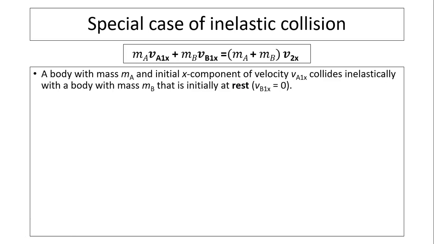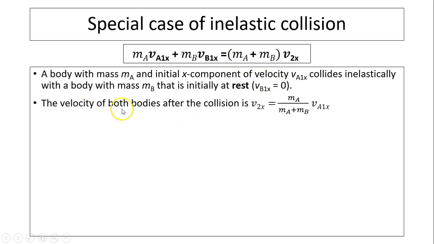A body with mass ma and initial x component velocity va1x, where 1 means before, collides inelastically with a body of mass mb that is initially at rest. That's a special case: one is moving, the other is at rest. After they collide, they stick together. The velocity of both bodies after the collision, v2x, is found by substituting everything in. This term becomes 0 because mb is at rest, so v2x is ma divided by ma plus mb times the velocity of a before the collision.